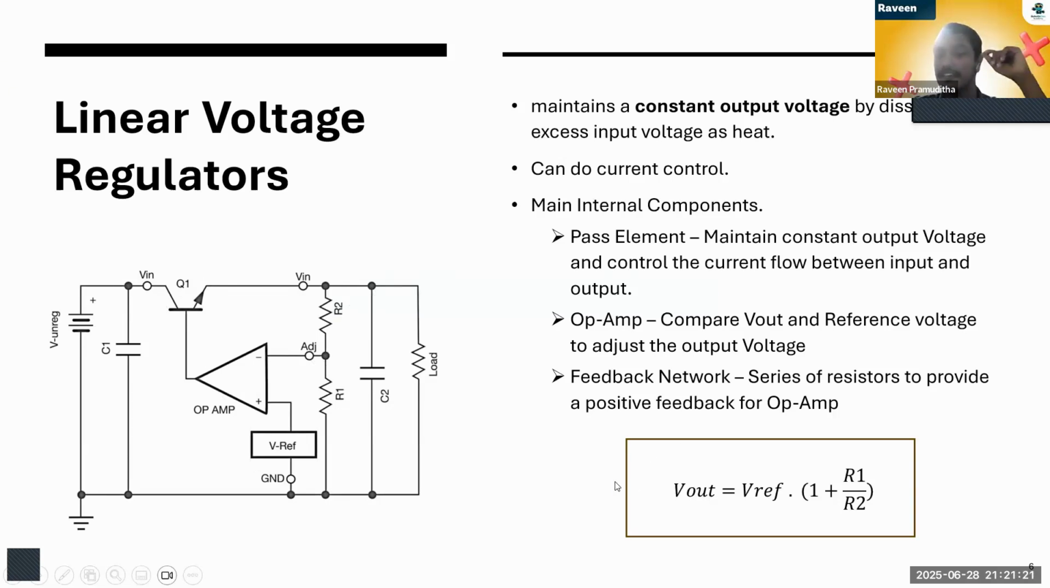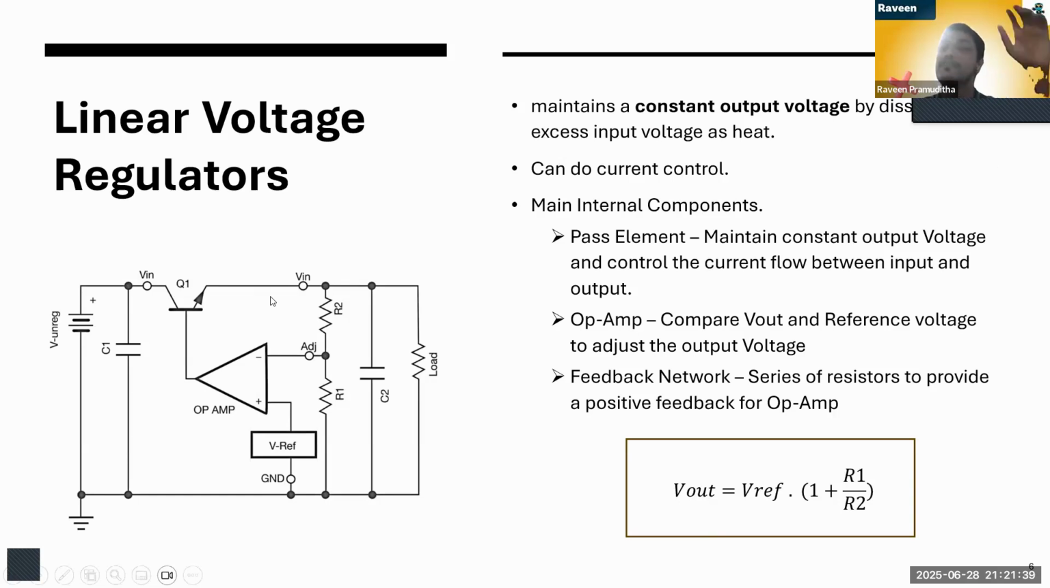So then we can derive the equation for output voltage like this. V out equals V reference times 1 plus R1 over R2. Like that we can change these R1 and R2 values, and we can change the output voltage as well.